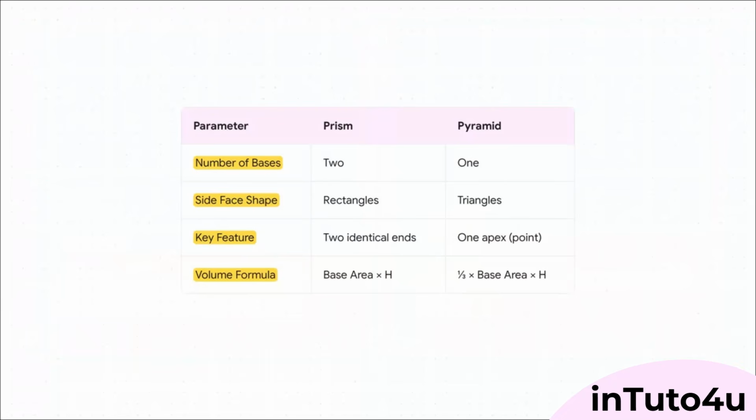This table just lays it all out so perfectly. You can see how that number of bases, 1 versus 2, changes everything else. A prism's rectangular sides create this uniform stackable shape, but a pyramid's triangular sides force it to taper up to that single point. But here's the part that always blows my mind. Look at the volume. A pyramid with the same base and height as a prism takes up exactly 1/3 of the space. It's just this really neat, elegant mathematical rule.